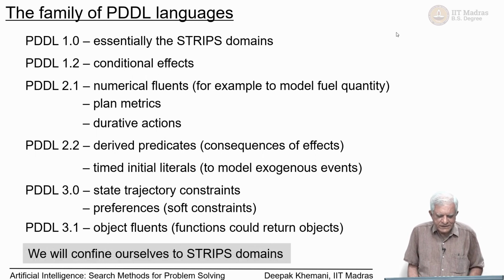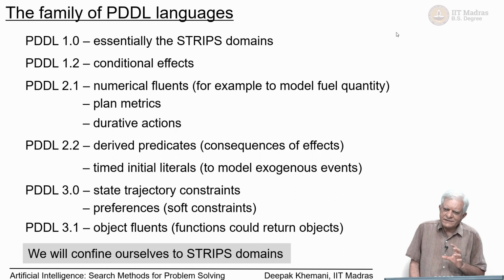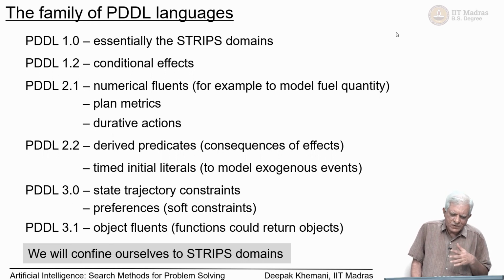So, as I said earlier, we will confine ourselves to the STRIPS domain, which is the simplest possible domain. We will relax this a little bit towards the end, when we will ask what if there are two agents trying to solve a problem. But that can also be modeled as, let's say, you are talking about a robot with two arms. So you can think of each arm acting independently.